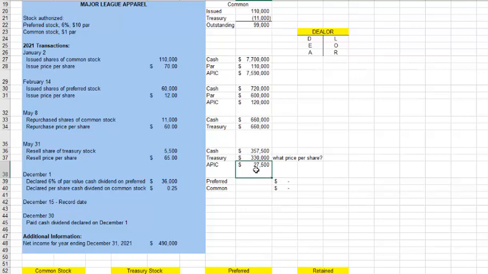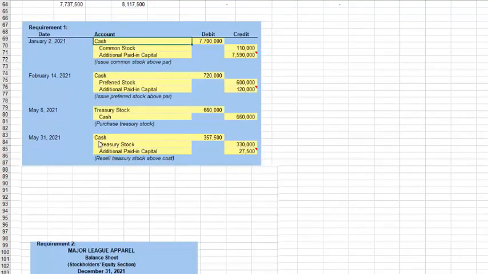Let's take a look at that journal entry and then those T accounts. Here is our journal entry. Our cash is increasing because we're selling our treasury stocks. Our treasury stocks are decreasing. Remember, it's a contra equity. And the difference between these two is going to be additional paid-in capital.